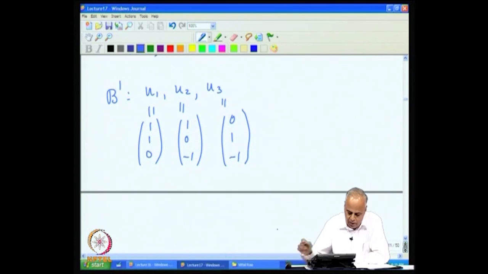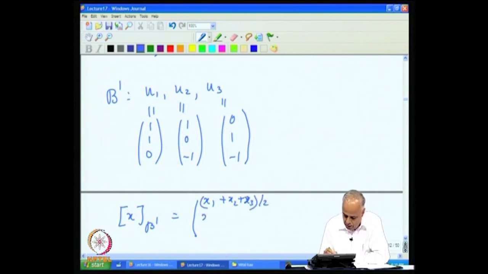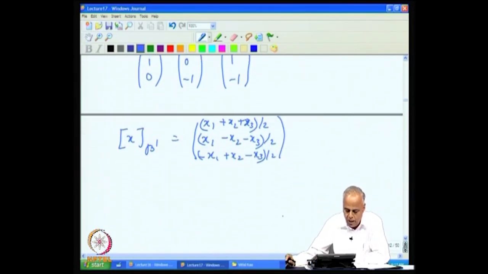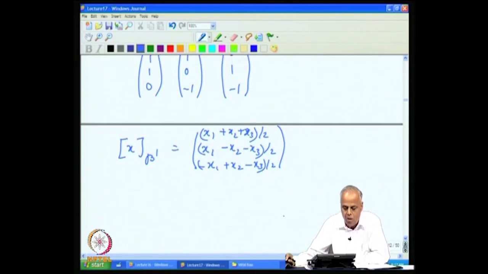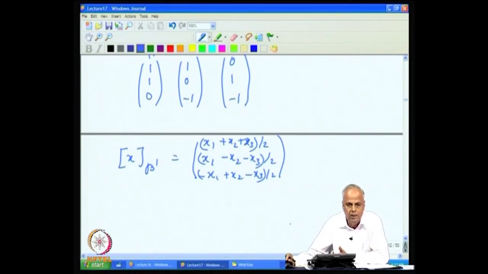Then we have seen that the representation of x in the B prime basis is x 1 plus x 2 plus x 3 by 2, x 1 minus x 2 minus x 3 by 2 and minus x 1 plus x 2 minus x 3 by 2. This we found out in the last lecture. So, we have the two representations. Now, how are they connected? To look at the connection, we must represent B in terms of B prime.